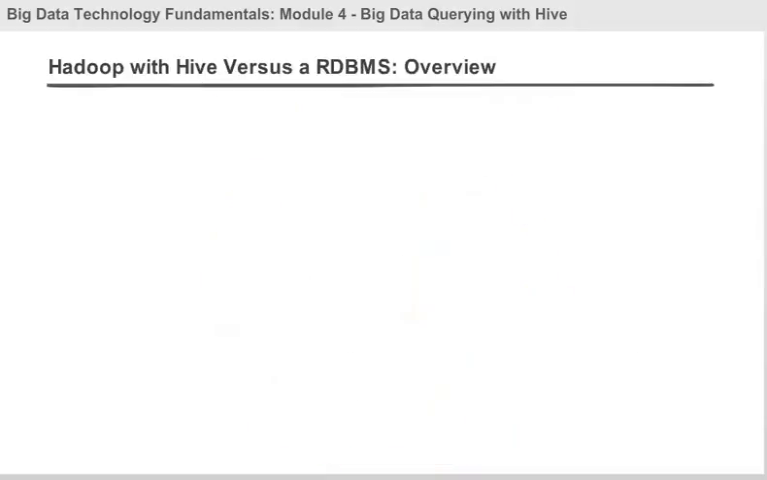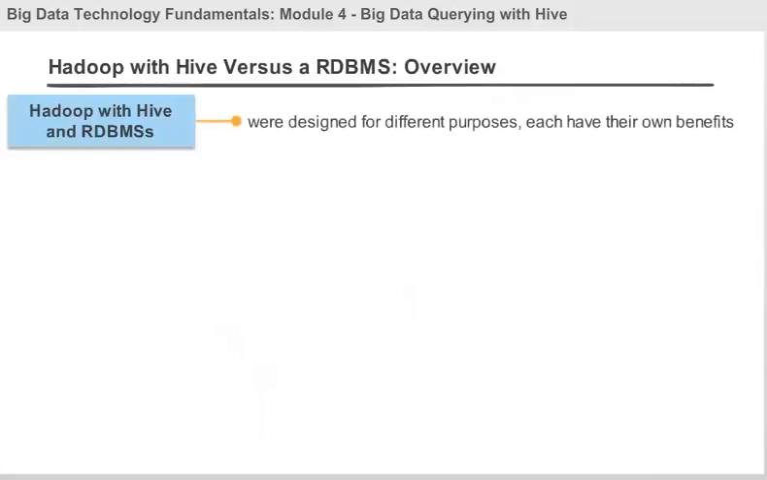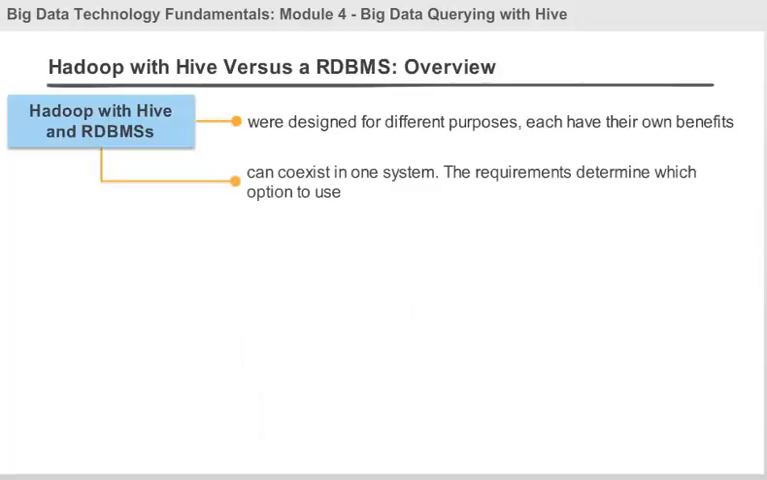Hadoop Hive and traditional RDBMSs, or relational database management systems, were built for different purposes and have their own pros and cons. Hadoop is not an alternative for a traditional RDBMS. The two can coexist in one system. Just like the old saying, use the right tool for the right job, specific job or project requirements will drive the decision as to which option to use.